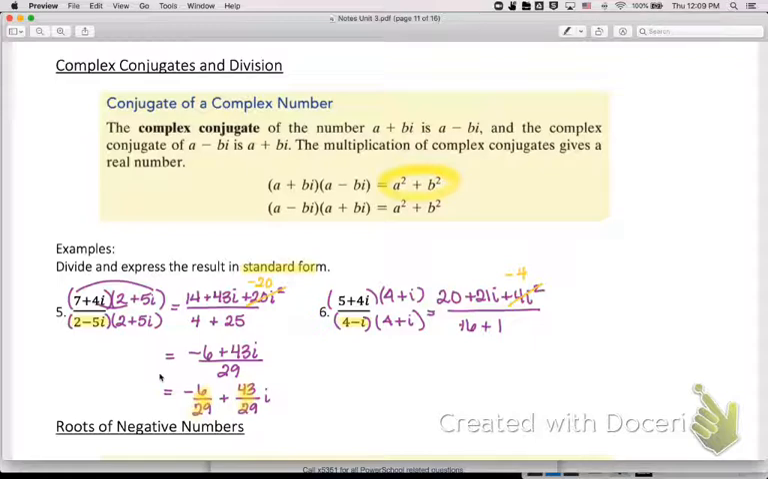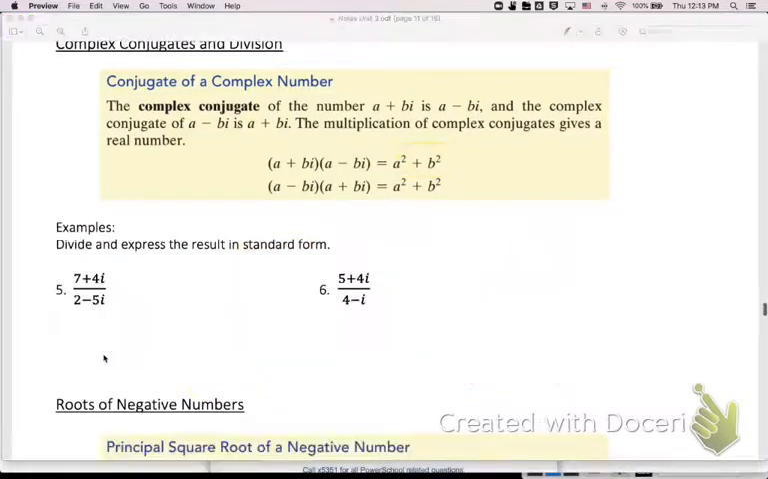And so we can combine, and we're going to get 16 plus 21i over 17. And we split that apart to be 16 over 17 plus 21 over 17i. And there's nothing that we can simplify there. Sorry, this got moved down too low for you. And so that is our final answer.